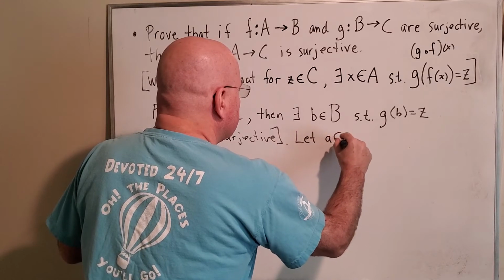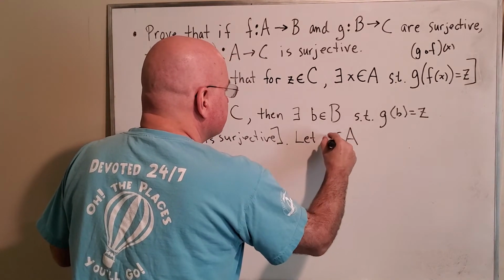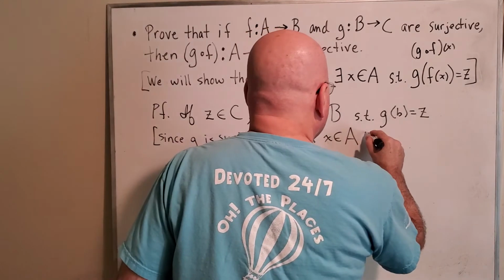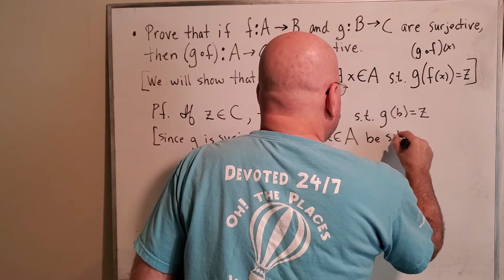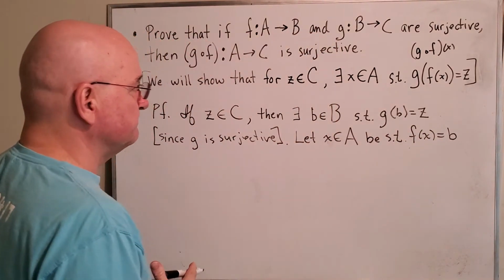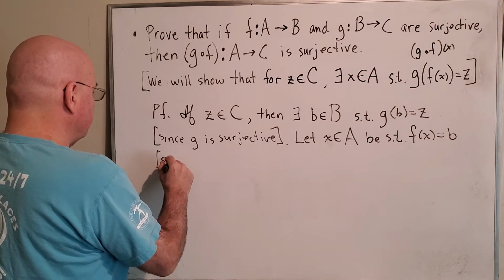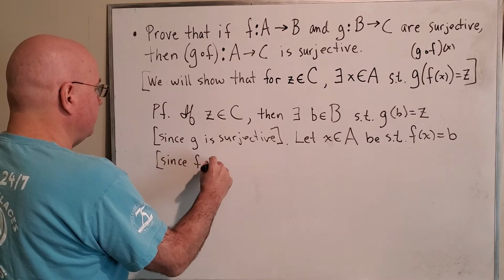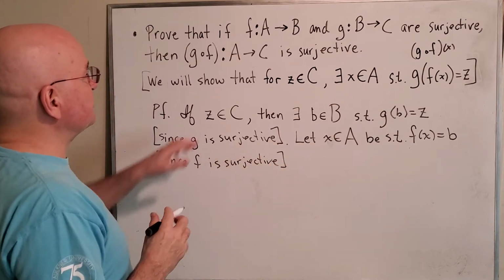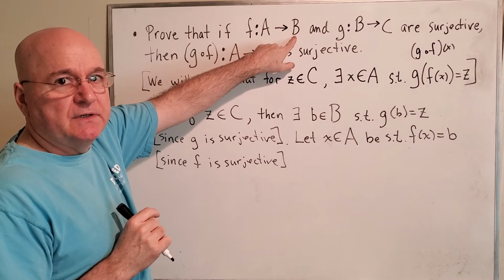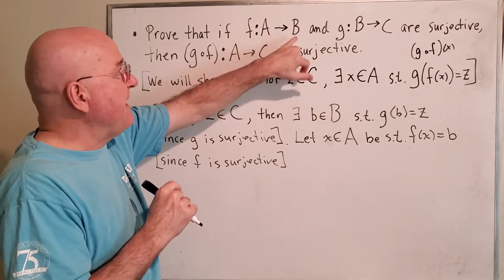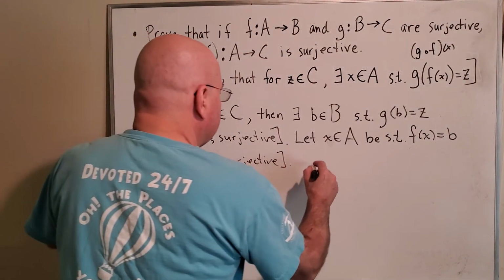Let a in A, well, let me use X since I used it here. Let X be an element of A such that f of x is equal to b. How am I allowed to do that? Since f is surjective. F being surjective means that I can choose any little b here, any one in this whole set, and there is some little a in this big set A that will map to it. I think that is about all we need.